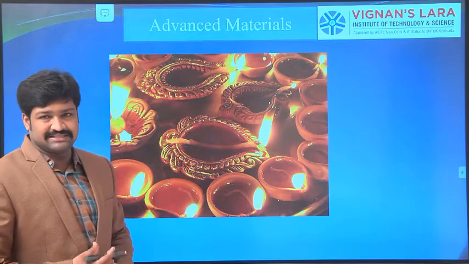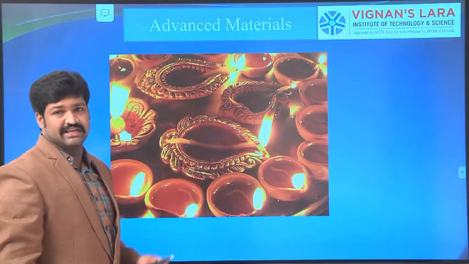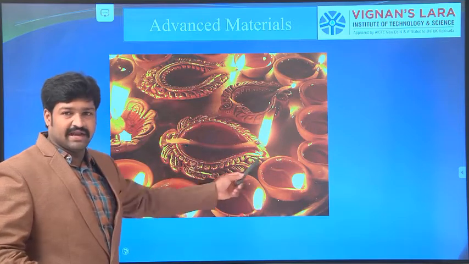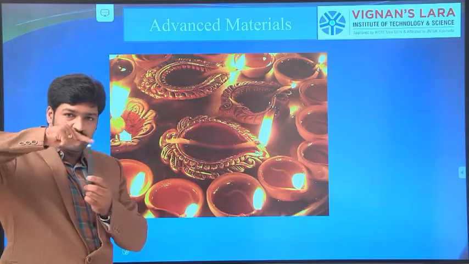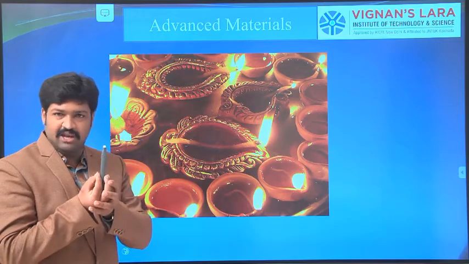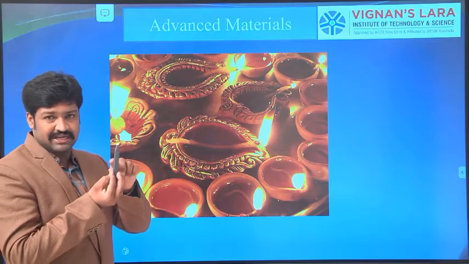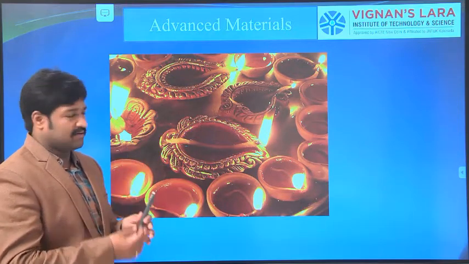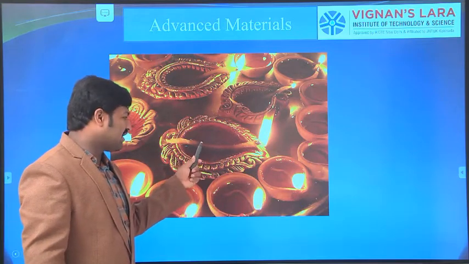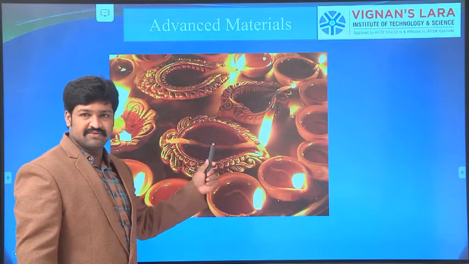As you know, this is the lamp. Here, the oil is infiltrated into a cotton string by means of capillary action. The fire will be at the top of the string, while the oil is generally in the bottom. So this oil is infiltrated into the cotton string by means of capillary action, and the oil flows from the bottom towards the fire. So this is the working principle of a lamp.